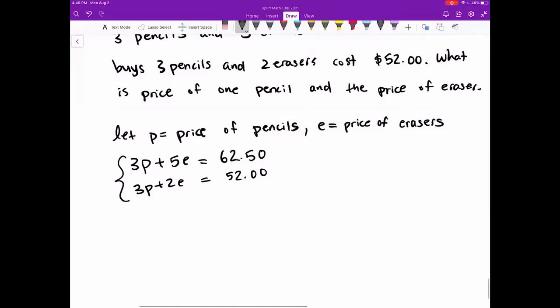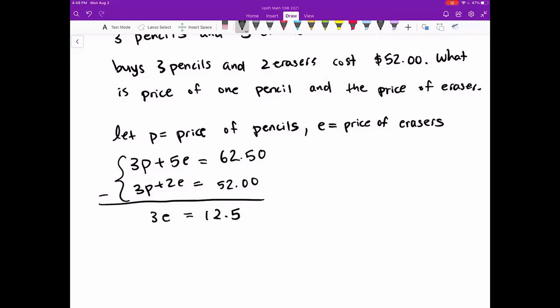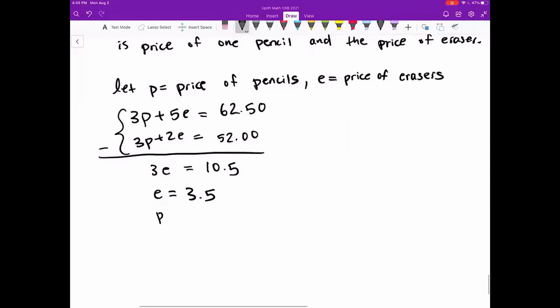And then here we could just use elimination and subtract, and we cancel out the p. So we get 3e is equal to 10.5. Why is my thing so tilted? Yeah, we can just subtract. 3e is equal to 10.5. And then we can see that e is equal to 3.5. And then here we can just substitute it back in and get the value for p.